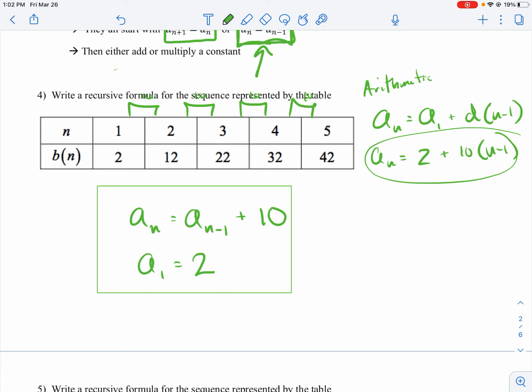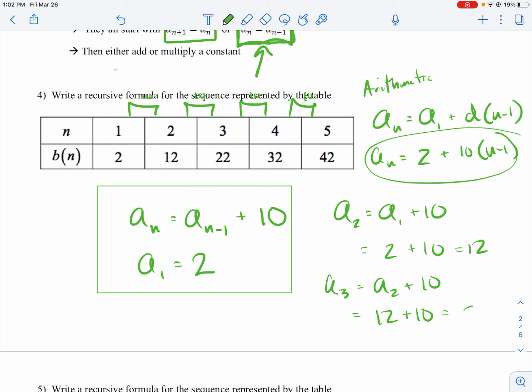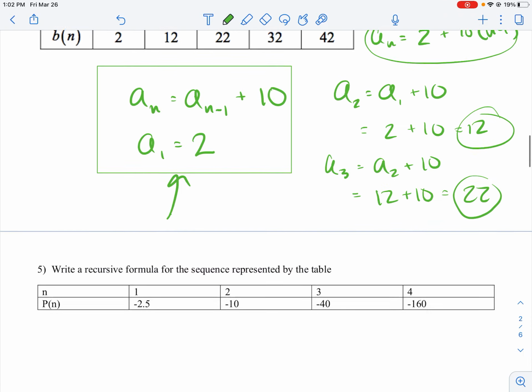And that's it. Based off what we see here, we could find any term we wanted in the sequence. Our second term is equal to our first term plus 10. Our first term is 2, plus 10, 12. Third term is equal to our second term plus 10. 12 plus 10, 22. So yeah, these can be utilized. Either one, they're both arithmetic. They both refer to the same sequence, just a different representation.